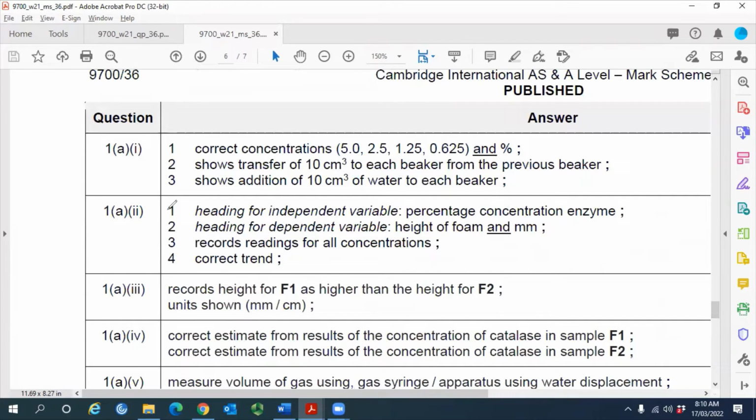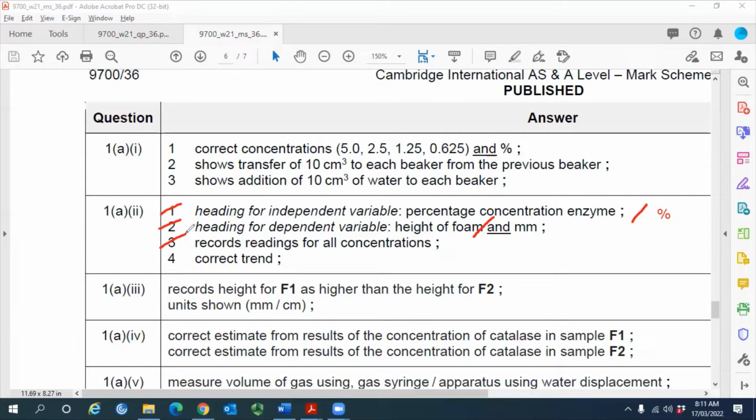Table marks: heading for your independent variable is percentage concentration of enzyme, or you write concentration of enzyme stroke, followed by the unit percent. Okay, then heading for your dependent variable is height of the foam stroke millimeter, and it means you must have unit. Quite a number of students will not write unit. So you make sure you write unit. If you don't write unit, can you see you already missed out 2 marks? It's not worth it. Please remember to write unit.